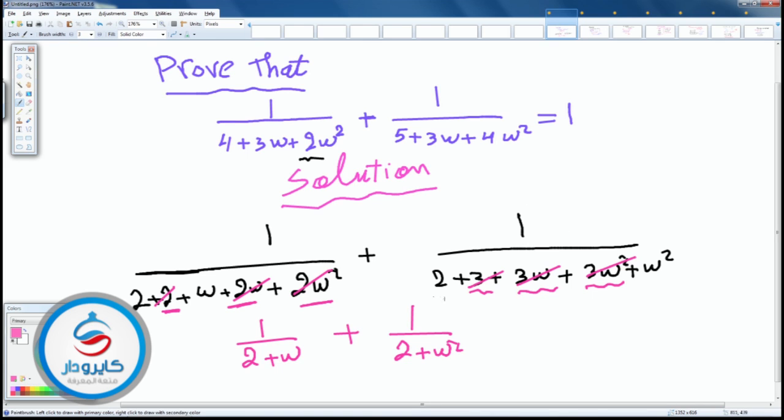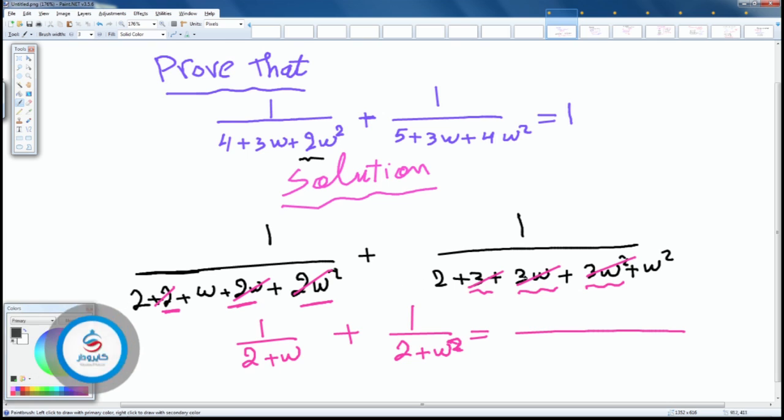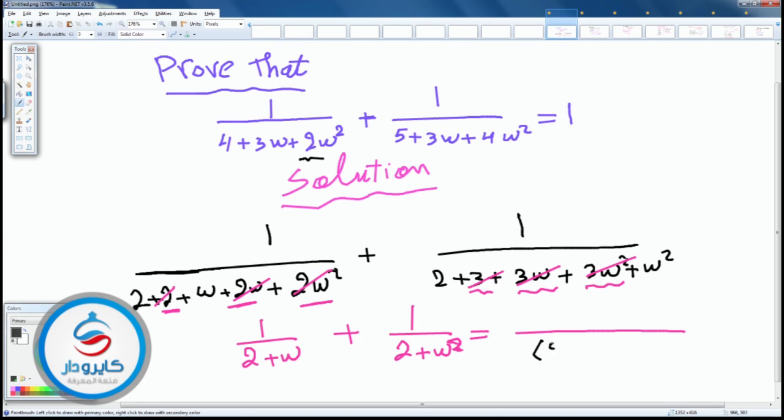Now we reach the part of the common denominator by multiplying. This is 2 plus omega times 2 plus omega square. This is by expanding.